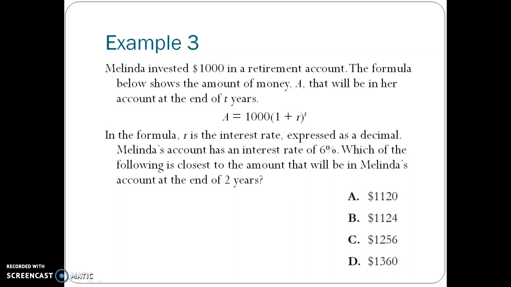Okay, so R represents the interest rate, and it says it's expressed as a decimal. So we're told the interest rate is 6%. We're going to write that as a decimal. So moving the decimal place 2 places to the left, that leaves us with 0.06. We're also told that the amount of time T that has passed is 2 years. So we're going to go ahead and evaluate this expression by plugging in 0.06 for R and 2 for T.